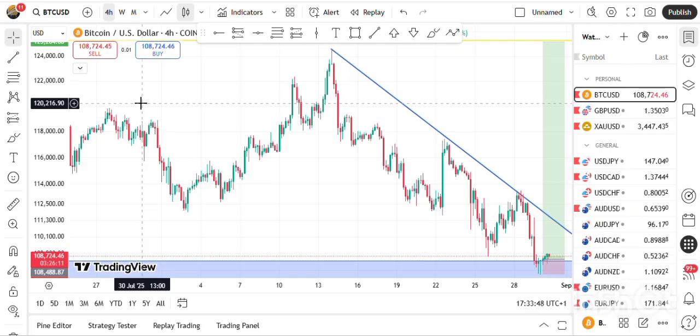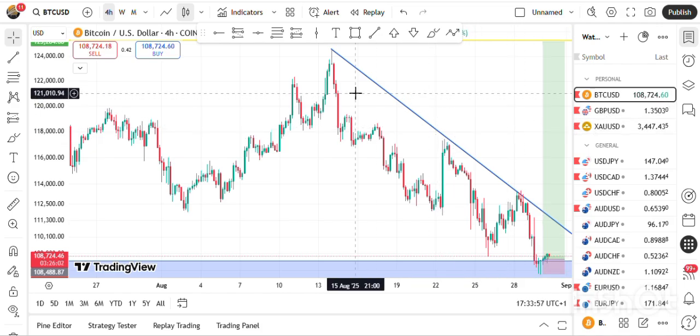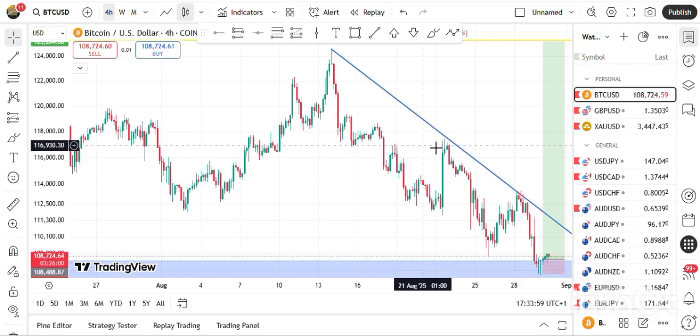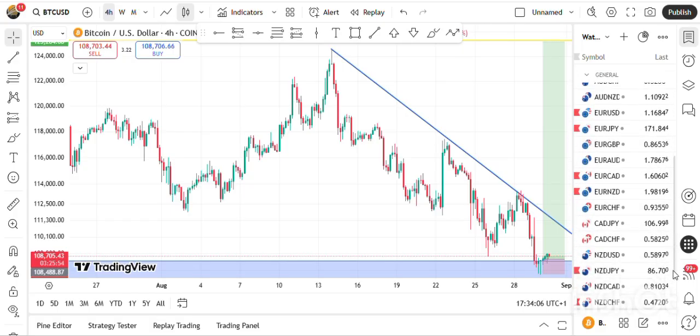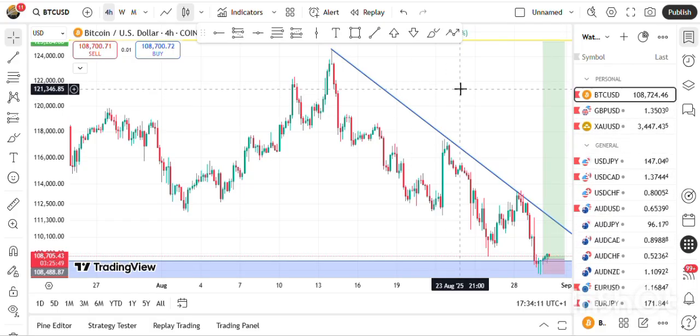Okay, so what I decided to do was to add other pairs. Personally, I trade just BTC, GBP, USD, and gold. But since I'm going to be helping you guys, I know you also trade a few other pairs as well. So I added those already, as you can see on the side of the screen, and we'll be analyzing them with you every week. So you can expect this analysis every week before the market opens. I'll do my best to do that for you guys.